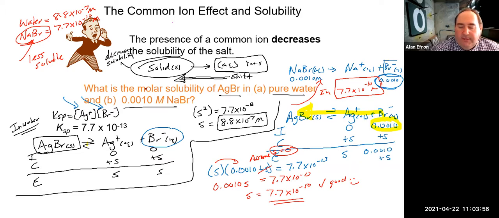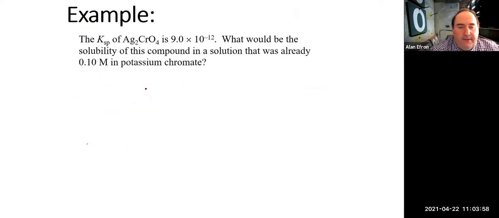Okay, so now that I tried one, why don't you try one and see what you come up with? What would be the solubility of this compound in a solution that is 0.1 molar potassium chromate? So what is our silver chromate's molar solubility? Molar solubility is good, I think. Actually, let's do both, just to make sure. Let's do molar solubility, and let's do grams per liter.